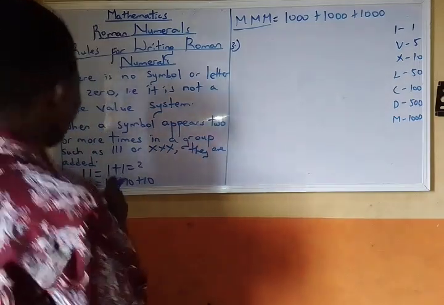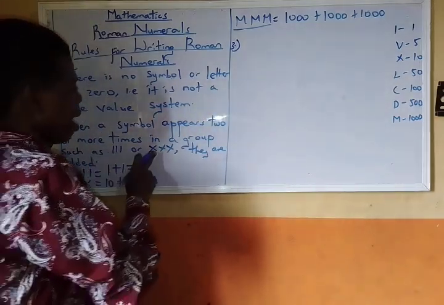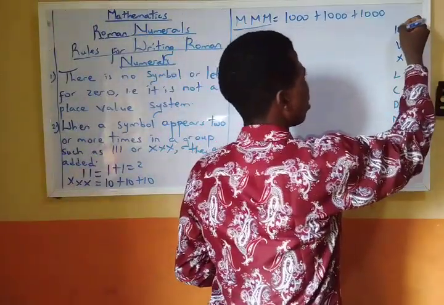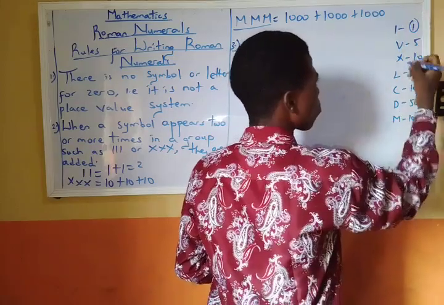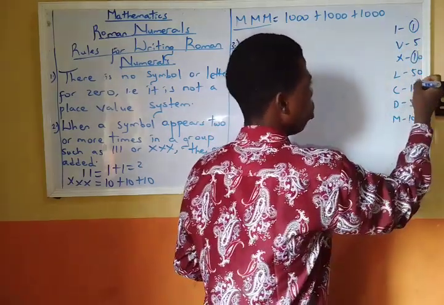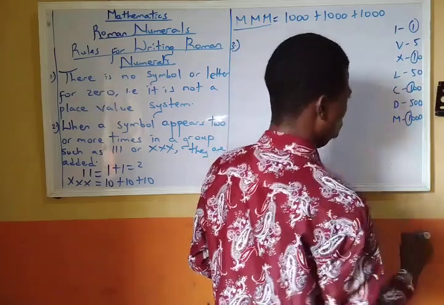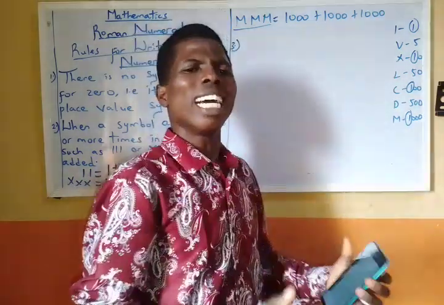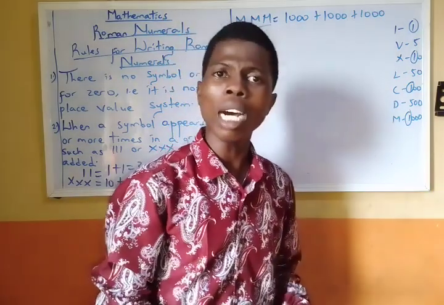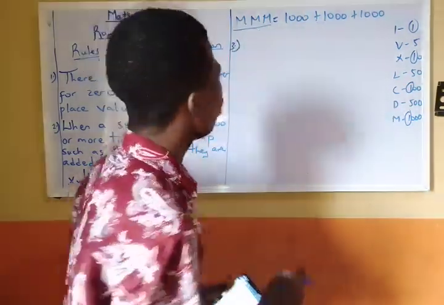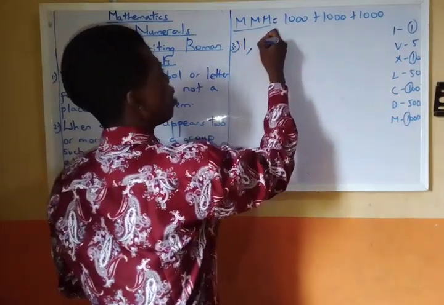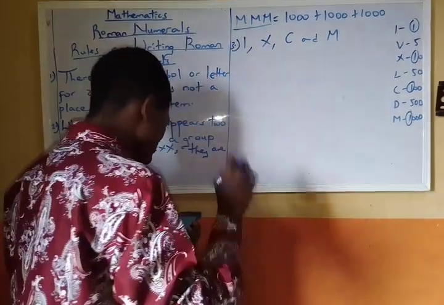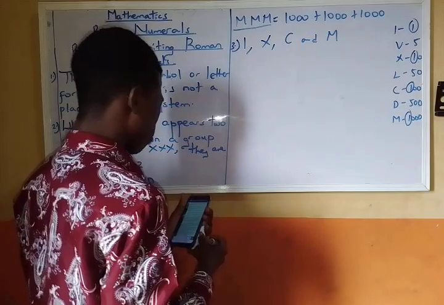Now, how many of you have noticed that you can see letter I here, X here, and also C and M repeated? I want to show you something now. Look at this letter I, and I has 1. X also has 1, C also has 1, and M also has 1. You see all these letters with 1. They are the Roman numerals that can be repeated. They are the symbols that can be repeated.